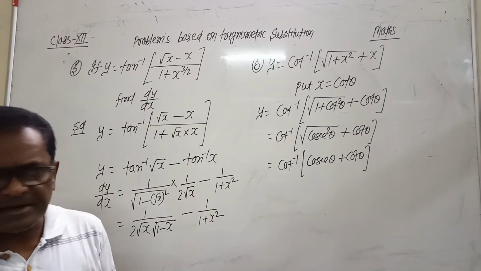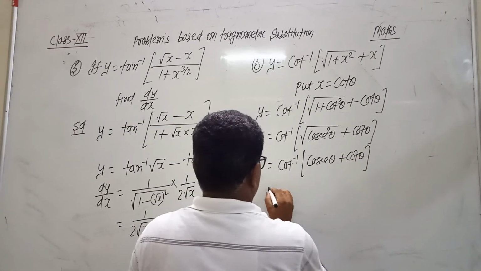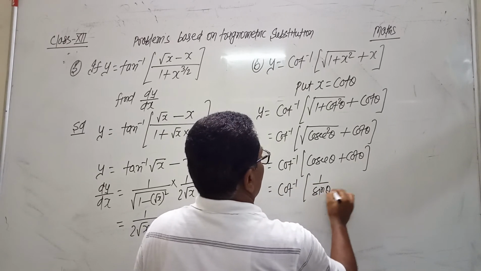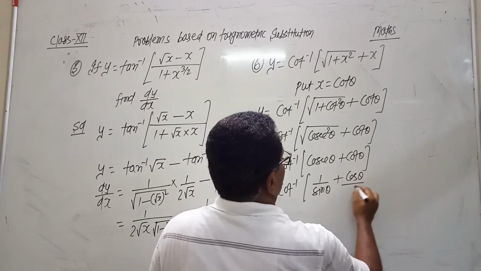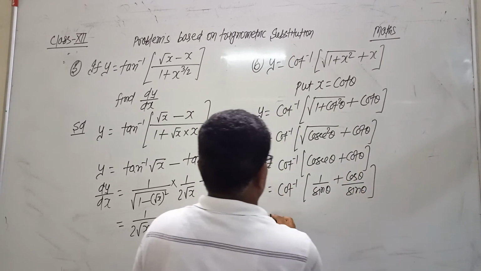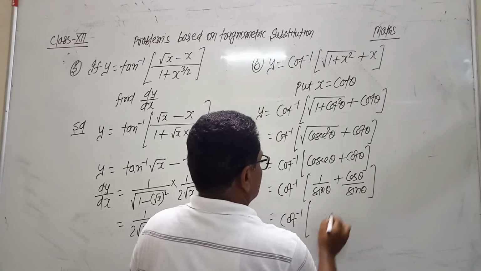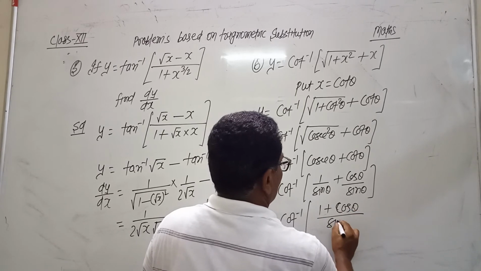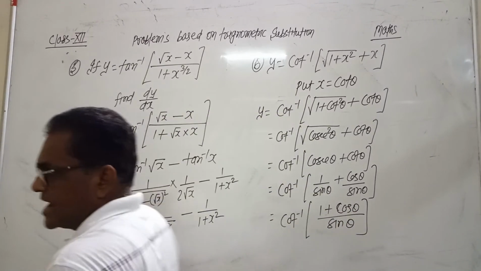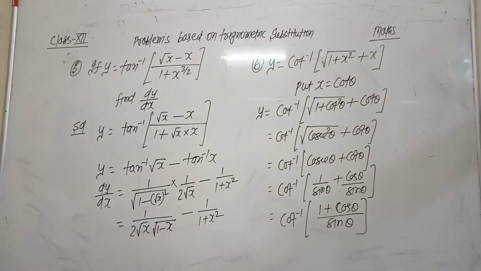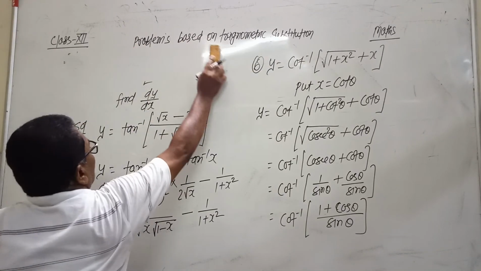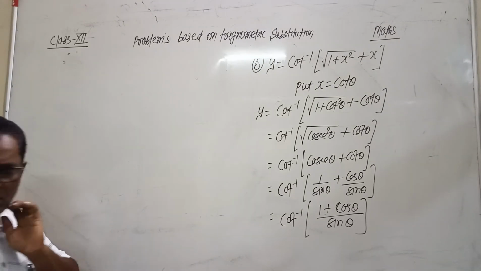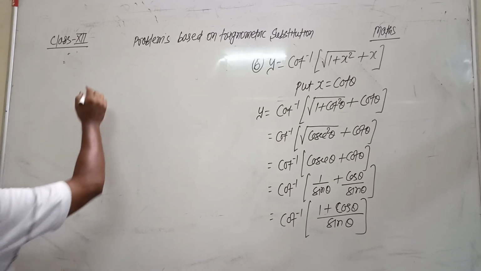Now write down the formulas of cosec theta and cot theta. Cosec theta is written as 1 by sin theta and cot theta is written as cos theta by sin theta. So it becomes cot inverse. Taking LCM sin theta, we get 1 plus cos theta upon sin theta. So y equals cot inverse of (1 plus cos theta) upon sin theta. Now write down the formula of 1 plus cos theta and sin theta.